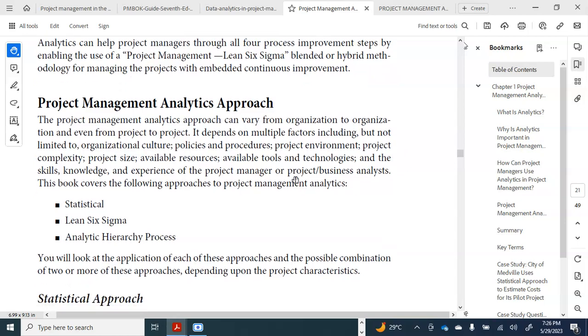Let's talk about this. The project management analytics approach can vary from organization to organization and even from project to project. It depends on multiple factors, including but not limited to organizational culture, policies and procedures, project environment, project complexity, project size, the available resources, available tools and technologies, and the skills, knowledge and experience of the project manager or project/business analyst. That is just that on the project management analytics approach.